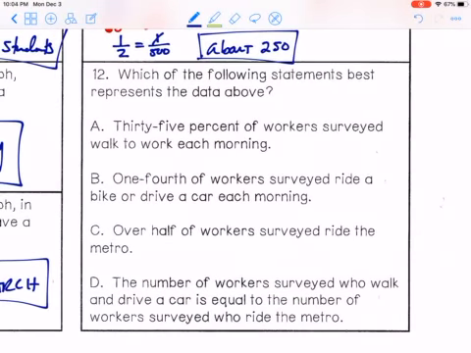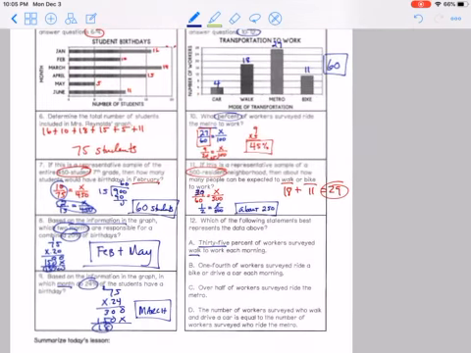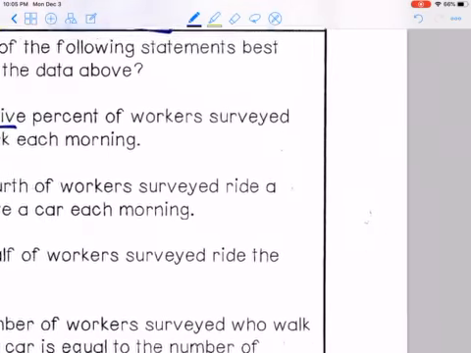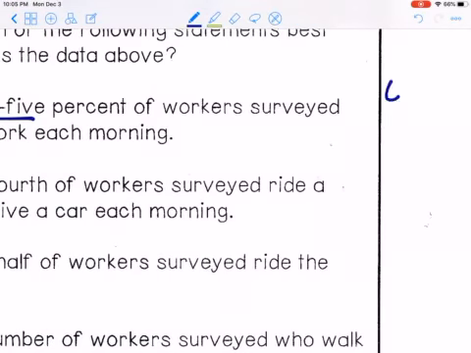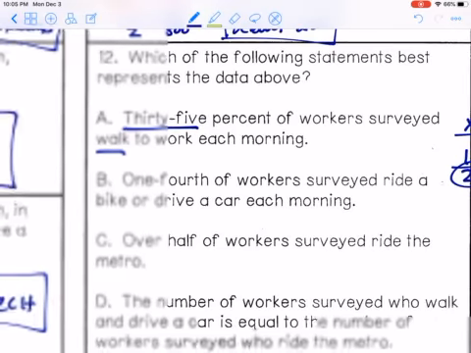And the last one. Which of the following statements best represents the data above? So 35% of workers surveyed walk to work each morning. Walk to work was 18, so they're saying that's 35%. So let's take 60 times 0.35 and find out if that's 18 people. Nope, that turns out to be 21 people, so that's not right.